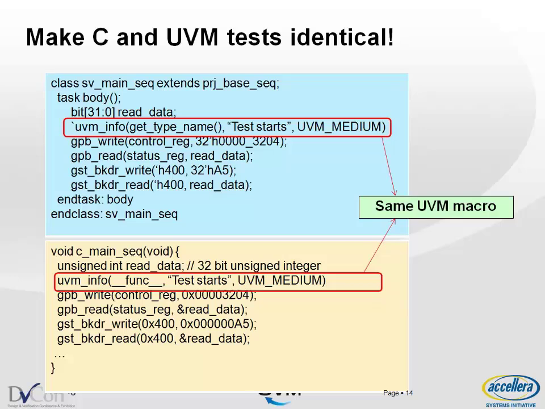And these tasks look the same. But one thing is that we are able to use the UVM reporting service macros in the C domain as well. We'll talk about that in the next slide.